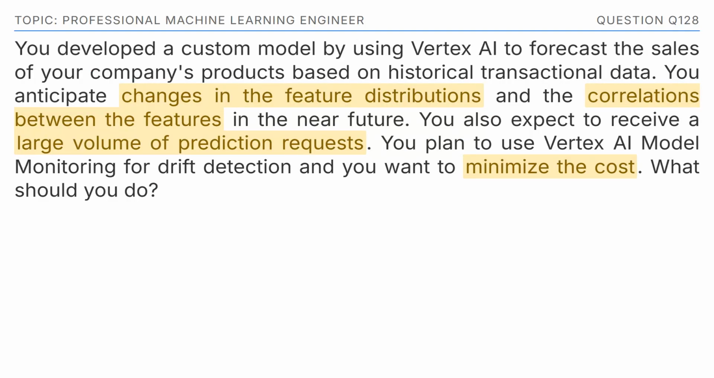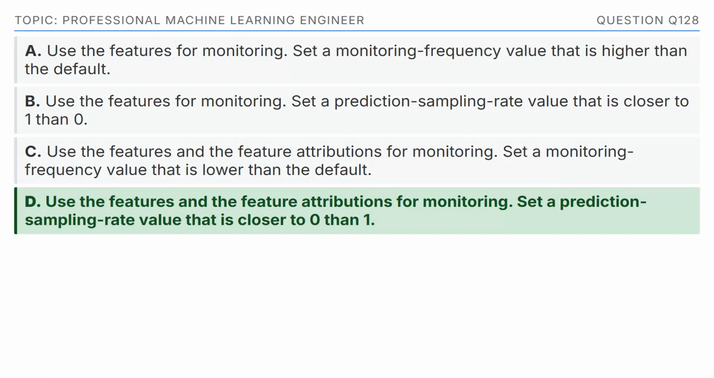To arrive at the correct answer, we focus on the keywords: changes in the feature distributions, correlations between the features, large volume of prediction requests, minimize the cost. The correct answer is option D, use the features and the feature attributions for monitoring. Set a prediction sampling rate value that is closer to 0 than 1.